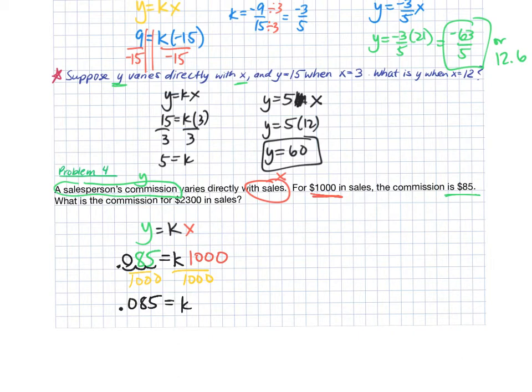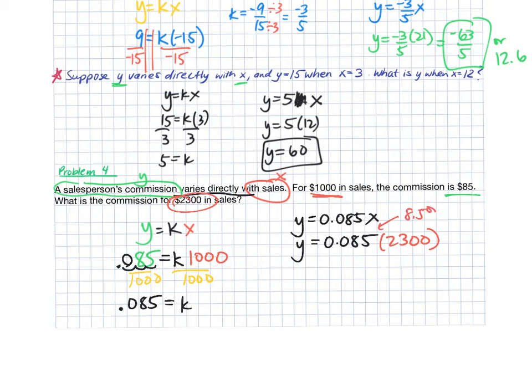Okay, so our formula for this here is y equals 0.085x. And then this is saying, what's the commission for 2,300 in sales? Remember, sales is my x. So I'm going to plug in, let's find the commission is 0.085 times 2,300. And so it's basically, this means 8.5%. So commission is 8.5%. So 8.5% of 2,300 is 195.5.